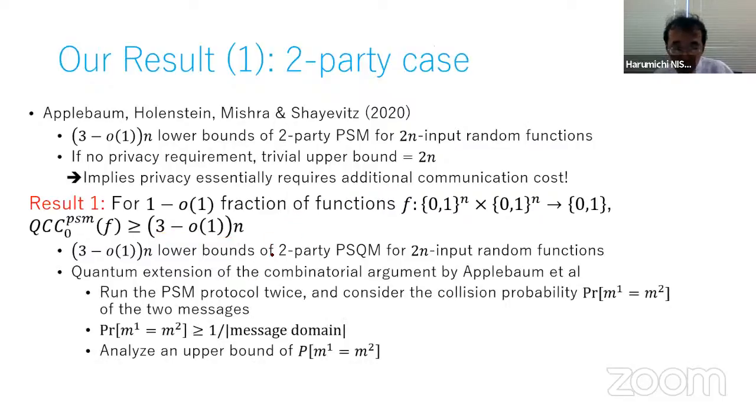This argument is basically the quantum extension of the argument by Applebaum et al. But their proof is based on a combinatorial argument in communication complexity, so adapting it to the quantum case is not so easy. The proof is a little bit complicated.